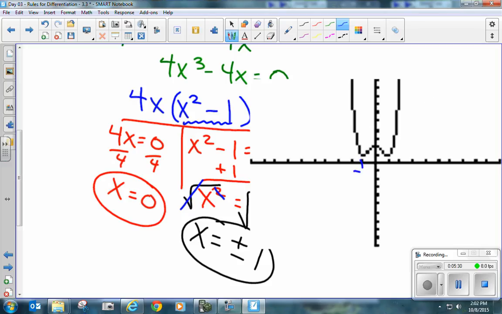Here's negative 1, here's positive 1, and here's 0 on the x-axis. That's flat. It's definitely a horizontal tangent line there. That's flat, definitely a horizontal tangent line there. And that's flat. Definitely a horizontal tangent line. So it helps us get a visual of what the graph is actually going to look like for the function.